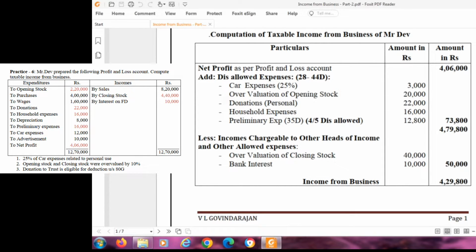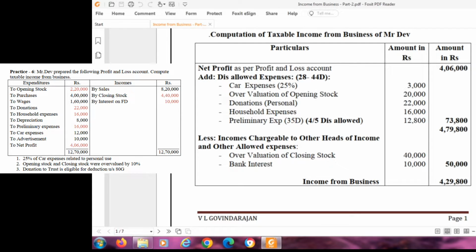No need to add. Next, preliminary expenses. Under section 35D, preliminary expenses, 1/5 allowed. That means 20% allowed. Balance 4/5 disallowed under section 35D. Next, core expenses. 25% of core expenses we already covered. Advertisement, business nature. That's all, the debit side is over.